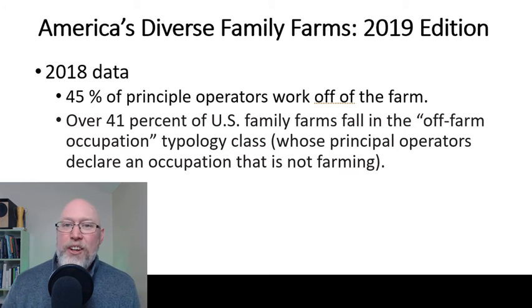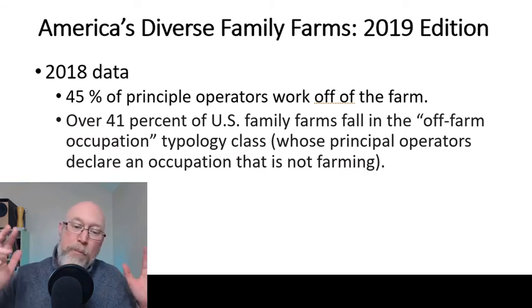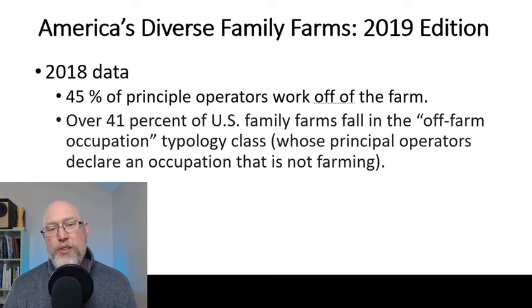And the USDA likes to classify farms into groups. They call these typologies. And over 41%, like 41 and some change of a fraction, of family farms in the U.S. fall into the off-farm occupation typology class, meaning that the principal operators declare an occupation that's not farming. So virtually half of the principal operators have a job off the farm, and that's 45%. And 41%, so almost all of those say that their main job is not farming. So 41% of the farmers say their primary job is not farming.